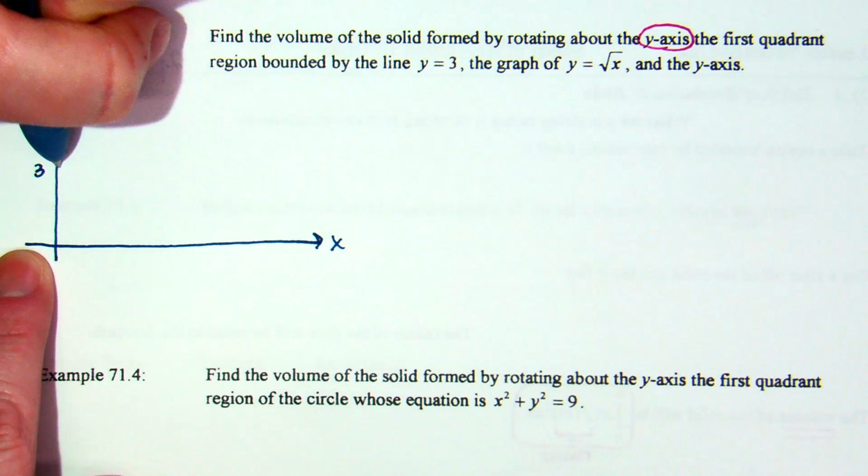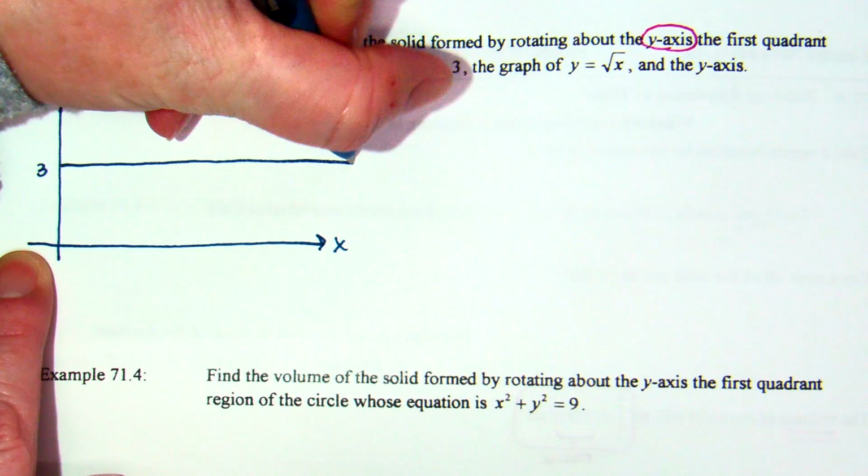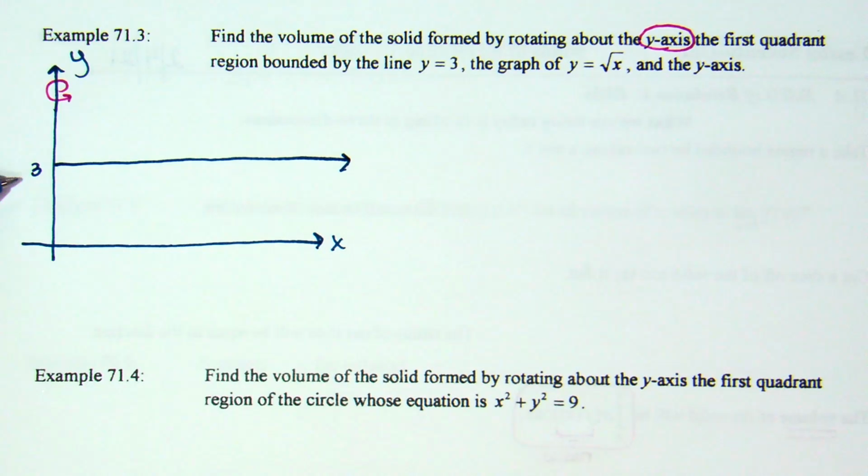And the graph of y equals the square root of x. I just taught this in Algebra 2 last period. What's y equals the square root of x look like? Half of a sideways parabola. So mine kind of come together there.